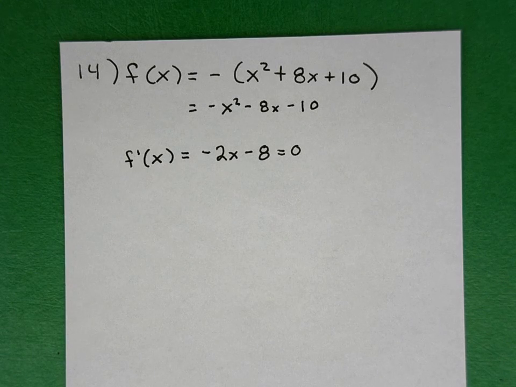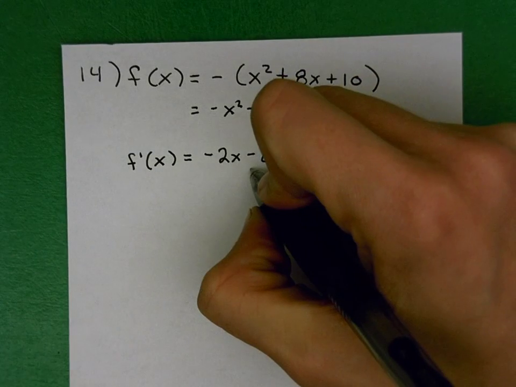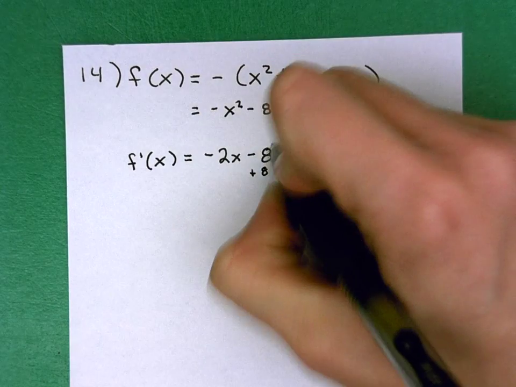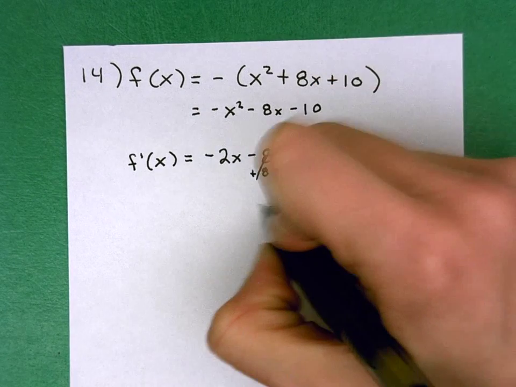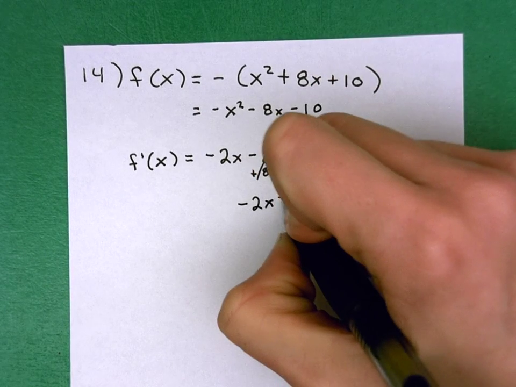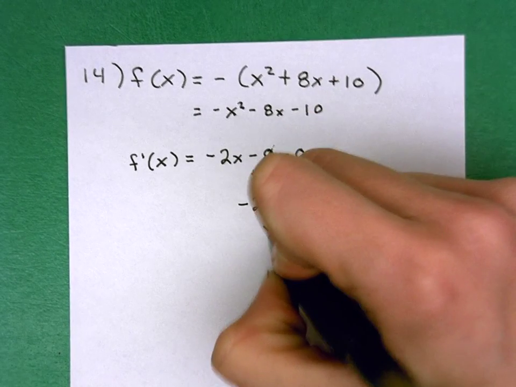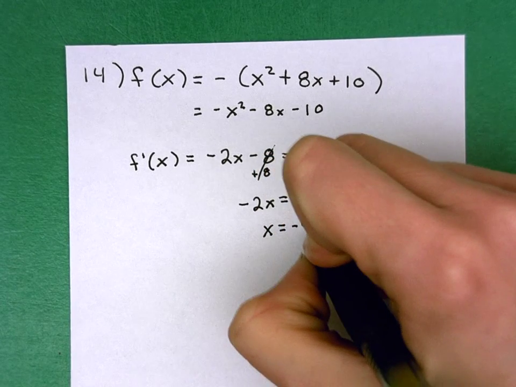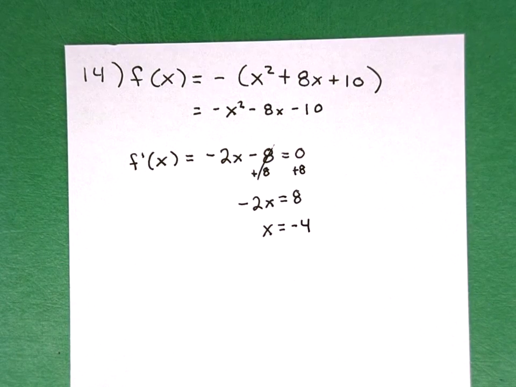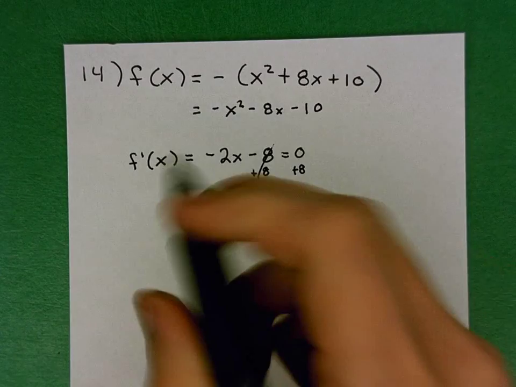Okay. This particular one, we have no denominators equal to 0, so we've just got negative 2x minus 8. And so I'm going to go ahead and solve for x here, adding 8 to both sides. We get negative 2x equals 8. And dividing by negative 2, we'd get x equals negative 4. And so that's my one critical number.